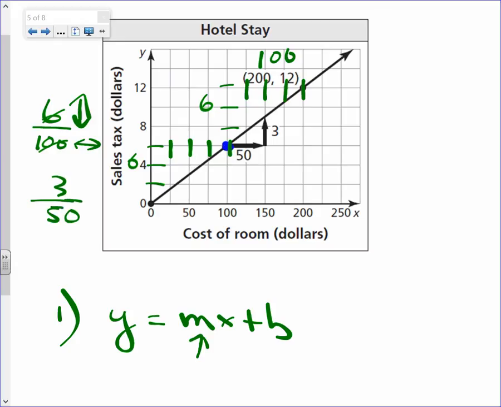Look, for every $3 of sales tax, $50 of the cost. So this is sales tax, cost. So $3 for every $50 of cost, it goes up. So the higher the cost, for every $50 it goes, the tax will be raised $3 more. This is the sales tax, and this is the cost.